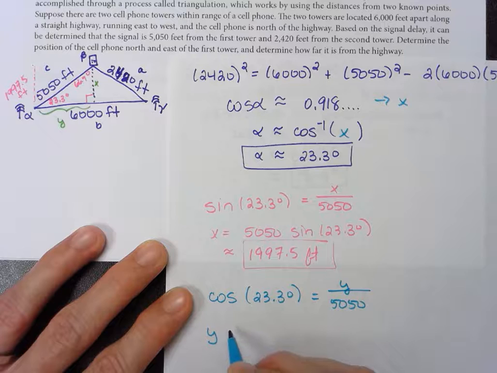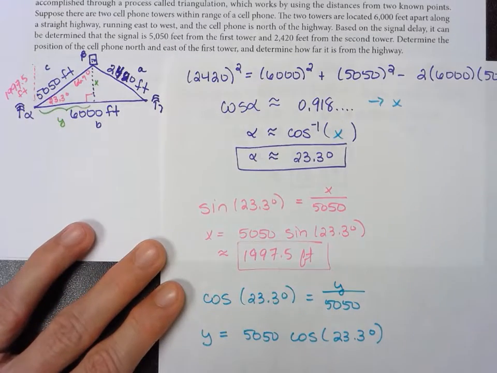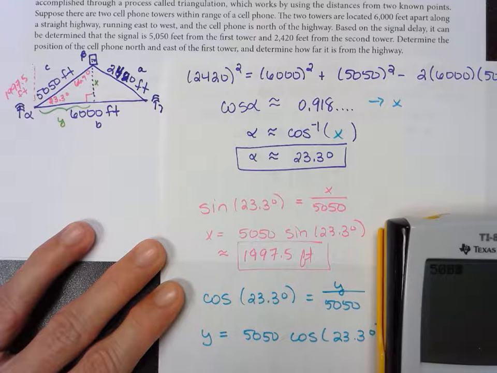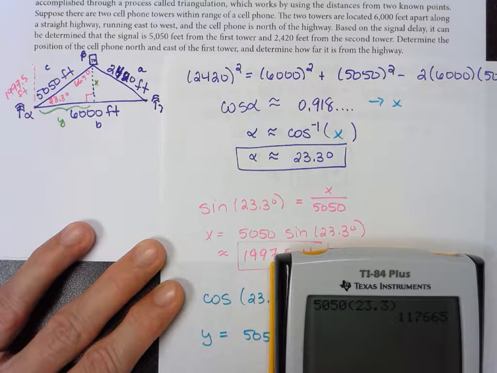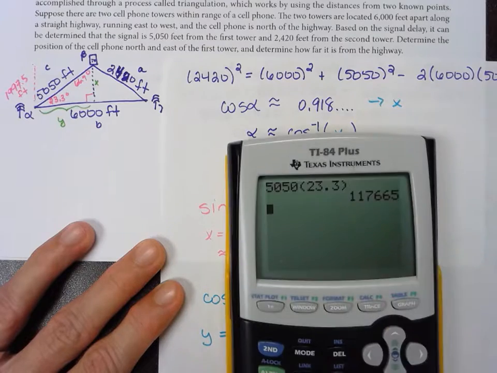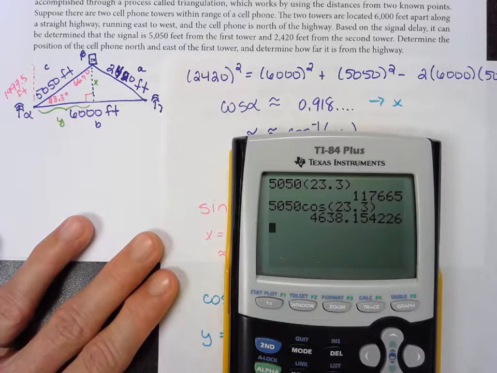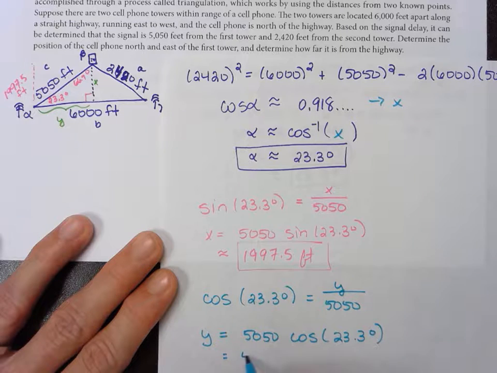So cosine of 23.3 degrees is equal to adjacent over hypotenuse. So side y is equal to 5050 cosine of 23.3 degrees. So we get, oh, you notice I typed that wrong, right? Cosine of 23.3. I forgot my cosine. So 4,638.2 feet.